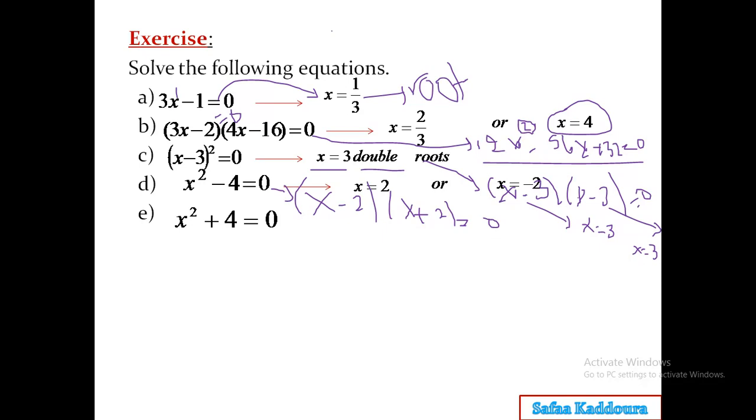The last example, x squared plus 4 equals 0. Pay attention, it is not a difference of two squares. We have a plus, not minus. So x squared equal minus 4. A square of a number is always positive, but because it gives me a negative, we say it is impossible, or no solution.